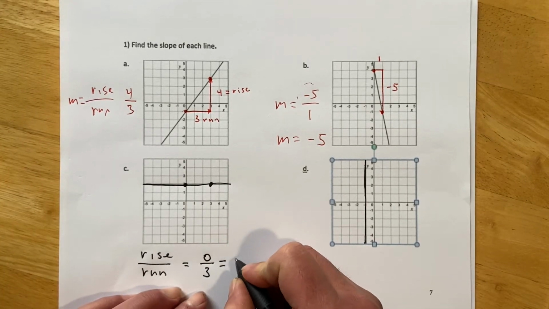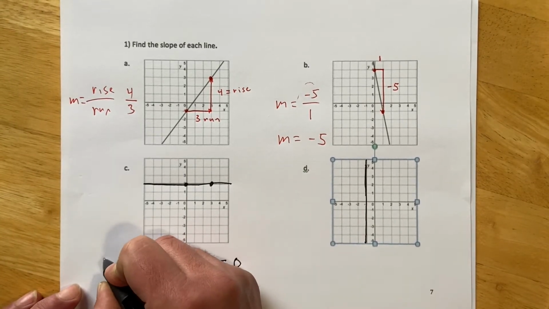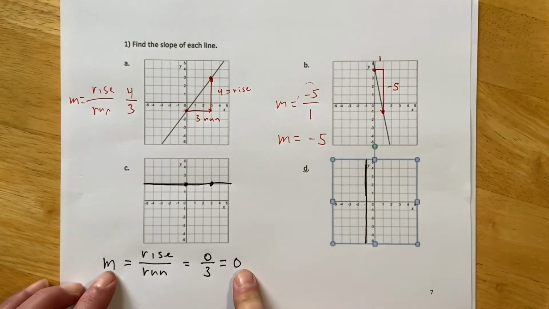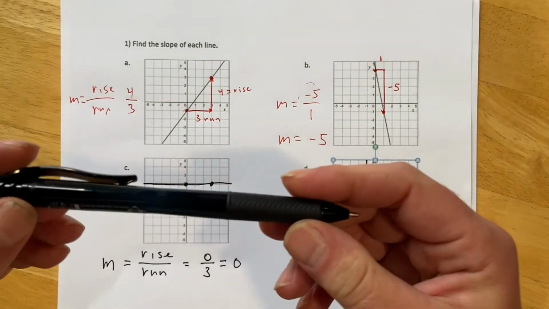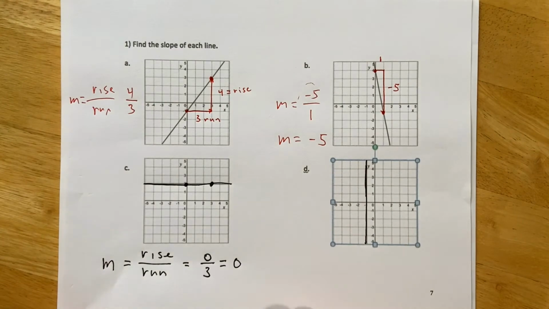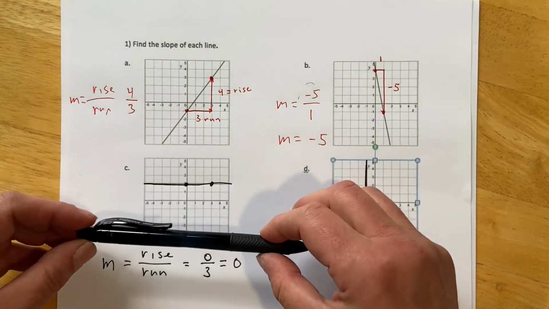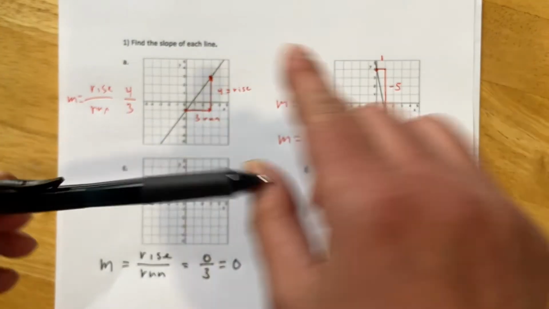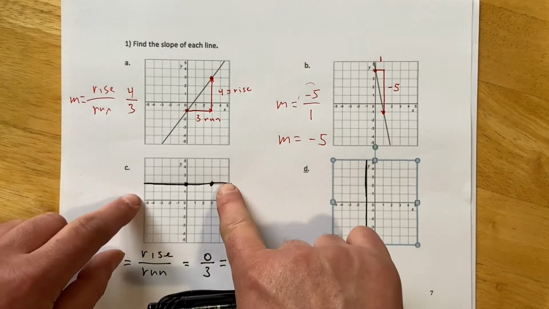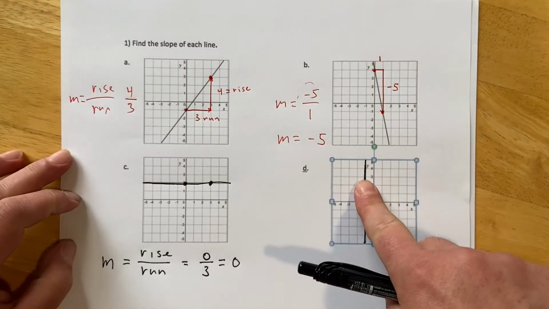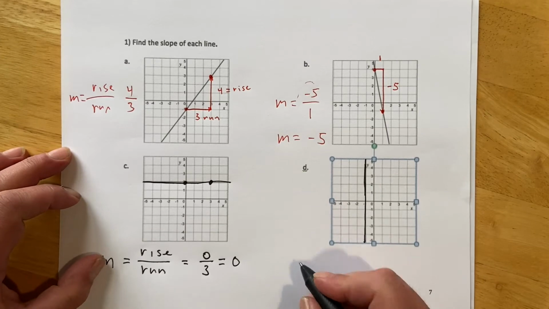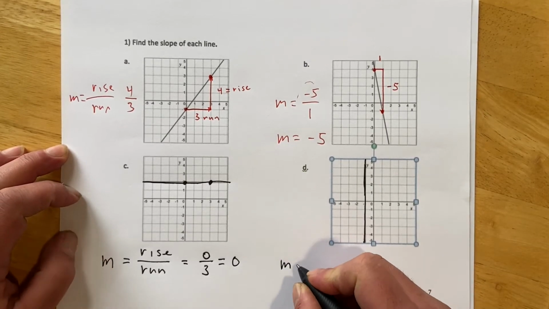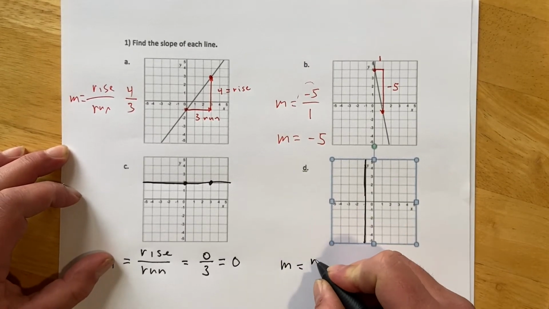0 divided by 3 is 0, and so my slope for horizontal lines is always going to turn out to be 0, which makes sense. If we're going for a hike and you asked me how the slope is going to be, and I said 0, you would expect flatness, no slope. So this is a 0. This is not 0, but often is confused with 0. So here, again, rise over run.